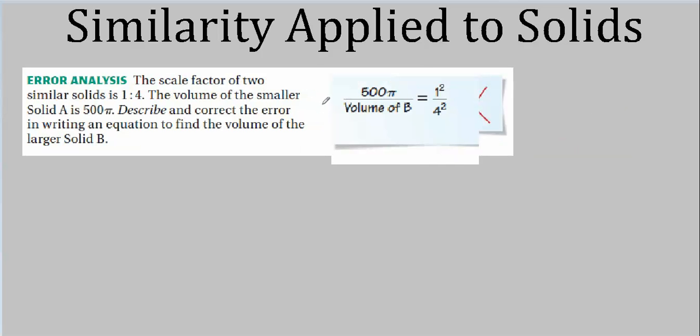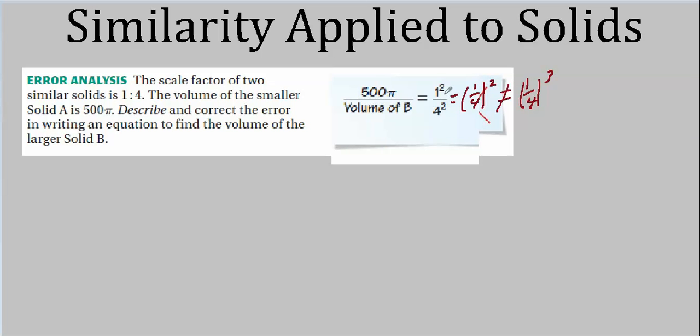Well, here's another one of those oops problems. Let's see what we got wrong. The scale factor is 1 to 4. Okay. The volume of the smaller solid is 500 pi. Describe and correct the error. And let's see, that's the same as the scale factor squared. Uh-oh. But for volume, the scale factor is supposed to be cubed. And 1/4 squared does not equal 1/4 cubed.